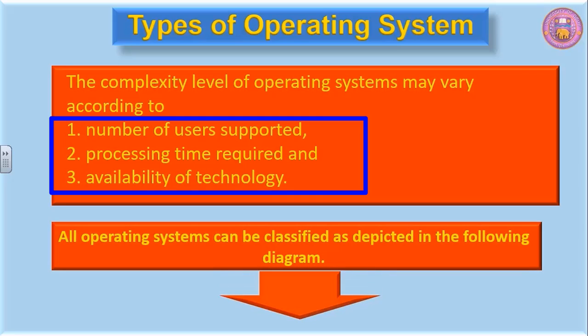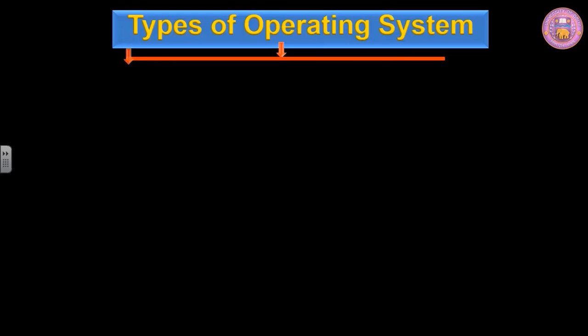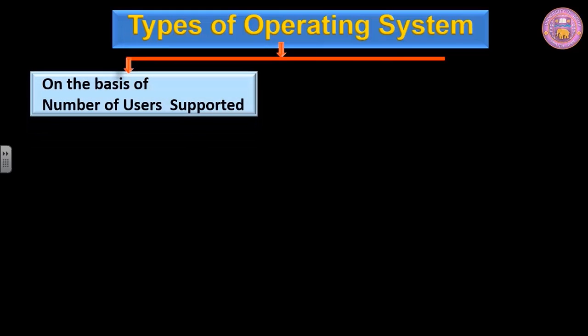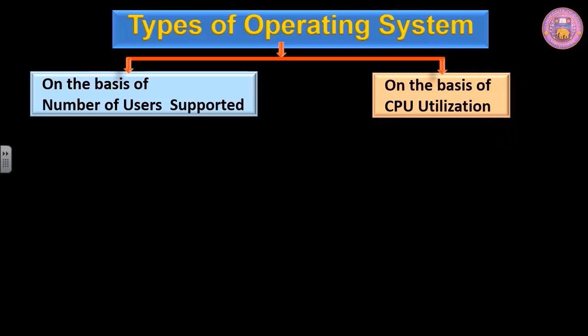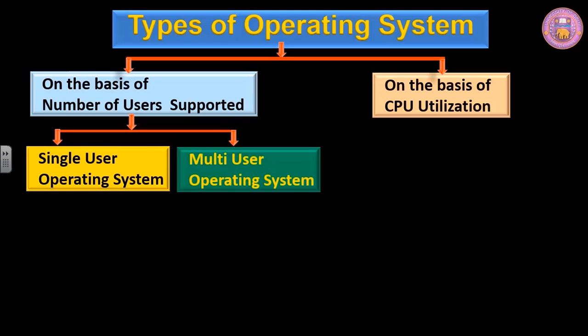All operating systems can be classified as depicted in the following diagram. On the basis of number of users supported and on the basis of CPU utilization. On the basis of number of users supported, we have two types of operating systems. The first one, single user operating system, and the second one, multi-user operating system.